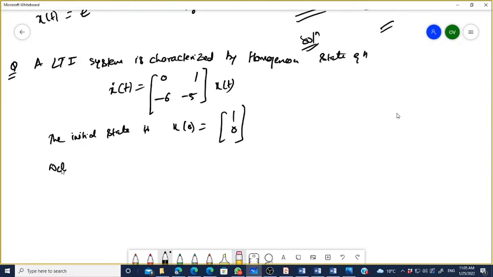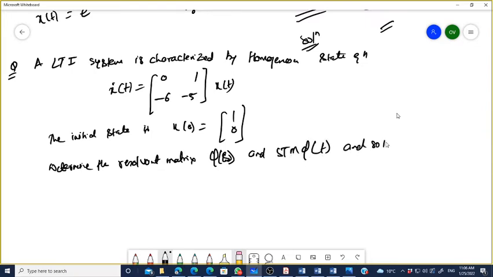The question is to determine the resolvent matrix phi s, the STM phi t, and the solution. Roll number 22? Yes, sir. Please tell me how we can proceed.